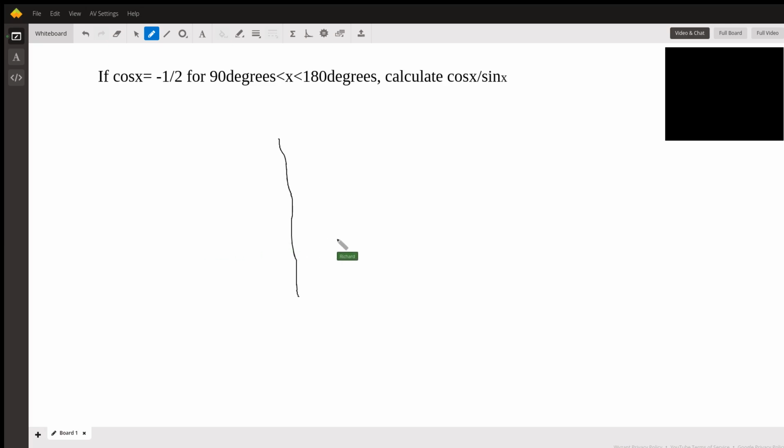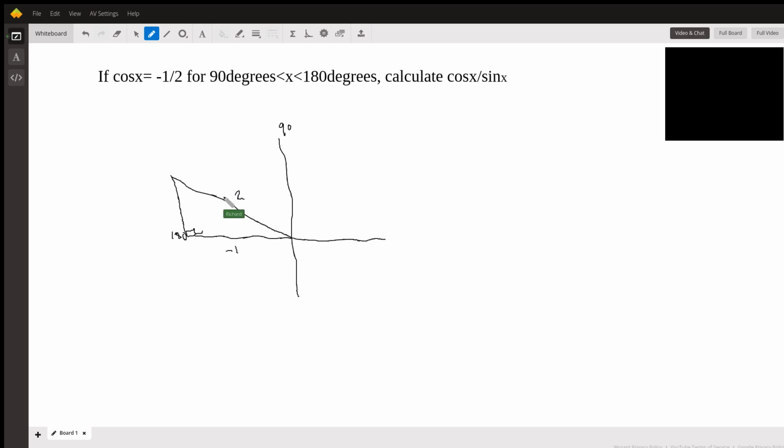So we want to be in the second quadrant, between 90 degrees and 180 degrees. So we're going to be in here. Make a nice right triangle there. And the cosine is -1/2. You should recognize this from the 30, 60, 90 triangle. You really need to memorize your special right triangles, the 30, 60, 90, and the 45, 45, 90.